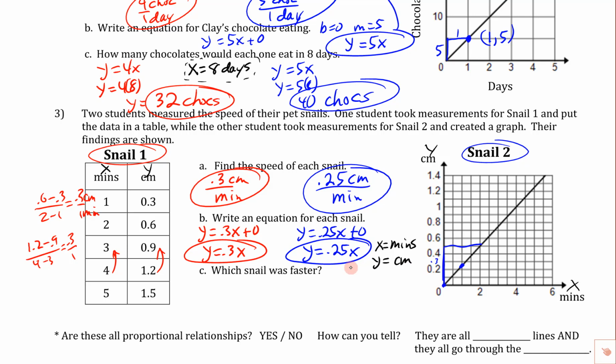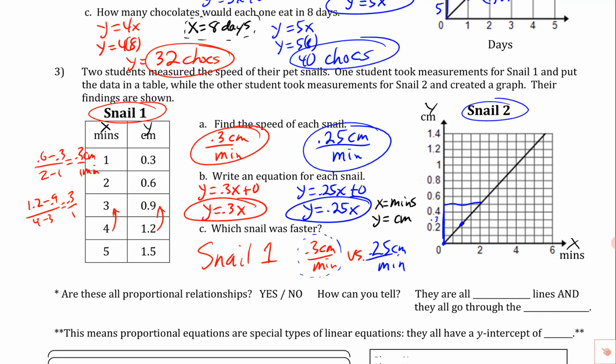Well, it looks like on this particular one, because this snail, snail number 1, can cover 0.3 centimeters per minute. Gosh, that is really slow. And the other one can only cover 1/4 of a centimeter per minute. Snail number 1 is faster. So let's go ahead and write that down. So snail 1, I'm going to write 0.3 cm per minute versus the other one, which would be 0.25 cm per minute. And then everybody can tell that this one right here, that's the biggest one.